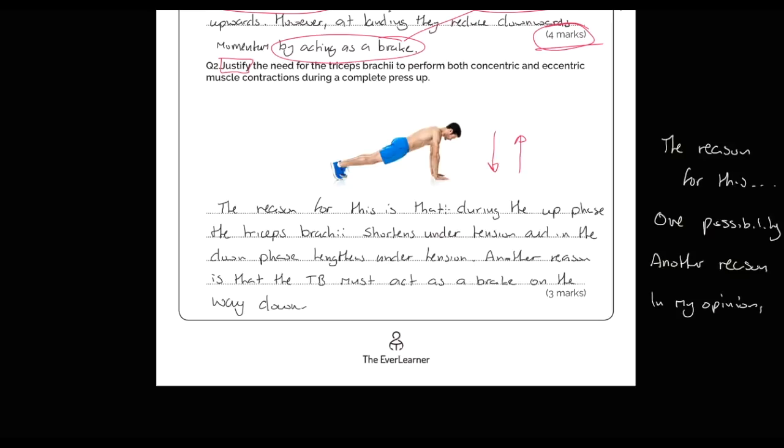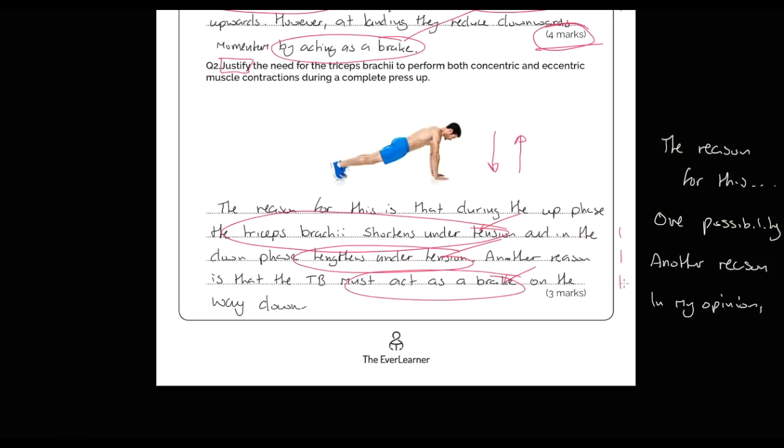So here, let's have a look. The reason for this, you know, I just said that one, is that during the up phase, the tricep brachii shortens under tension in the up phase, circle tick, one mark. And in the down phase, they lengthen under tension, circle tick, one mark. Another reason is that the tricep brachii must act as a brake on the way down.